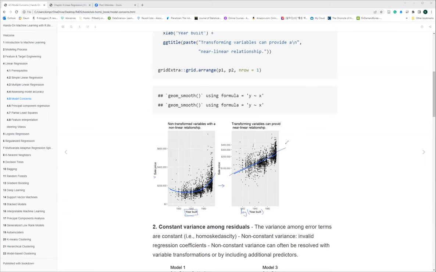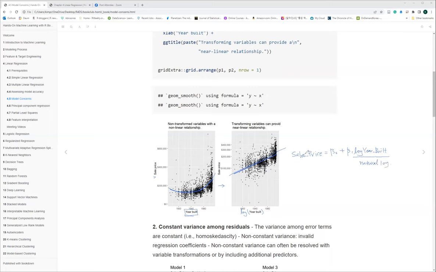So in that case, our model is going to be sales price equals beta 0, which is the intercept, plus beta 1 times log year built. In that case, this is what is called a natural log.